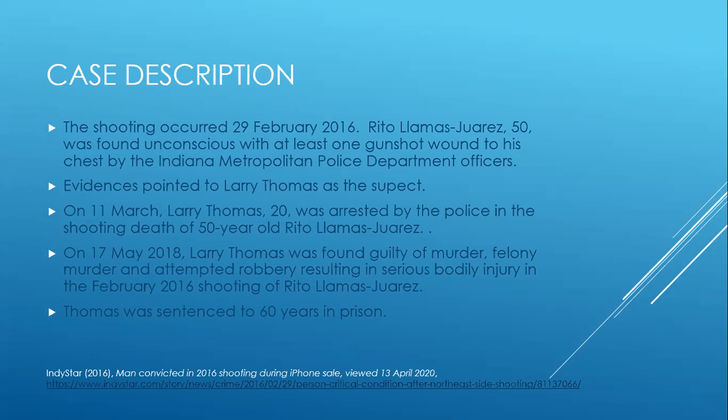In the case description, we have one person, Rito Llamas-Juarez. He was found unconscious with at least one gunshot in his chest, and it was identified by an Indiana Metropolitan Police Department officer on 29th of February 2016. All the evidence pointed to Larry Thomas as the suspect, and on 11th of March, he was arrested by the police in the shooting death of 50-year-old Rito Llamas-Juarez.